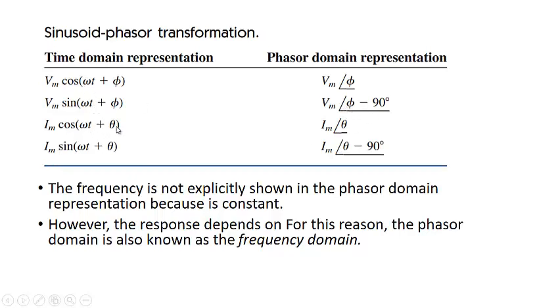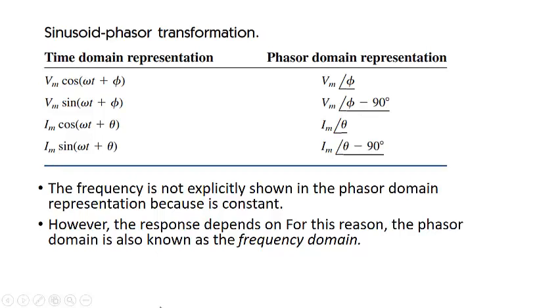Im cos of omega t plus theta will be equal to Im angle of theta, and Im sine of omega t plus theta will be equal to Im angle of theta minus 90. This is a table just to remind you. If you have any problem, you can otherwise use the graphical approach or the trigonometric identity to get these values, because this will be equal to Vm cos of omega t plus phi minus 90, and finally it comes out with this.